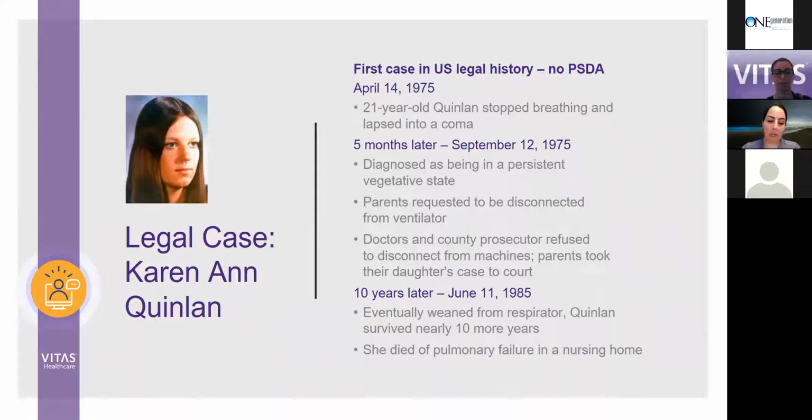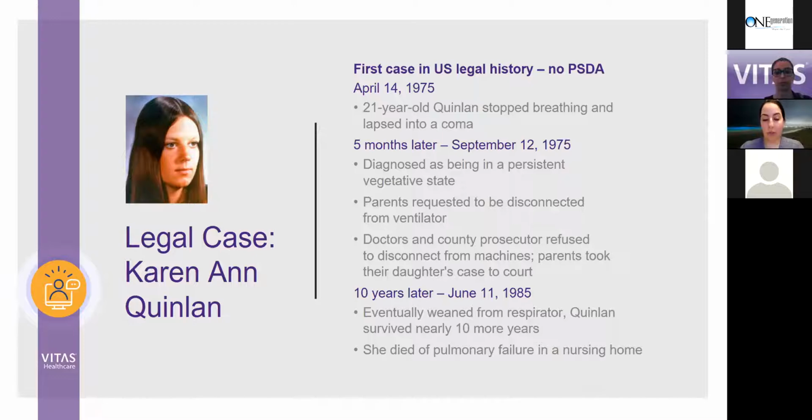On April 14th, 1975, after an evening out with friends during which she consumed alcohol and sedatives, the 21-year-old New Jersey resident stopped breathing and went into a coma. After 5 months, doctors diagnosed Quinlan as being in a persistent vegetative state. Her parents, who believed there was no chance of her returning to consciousness and really wanted to end her suffering, stated that they would like to have Quinlan disconnected from the machines that were sustaining her.